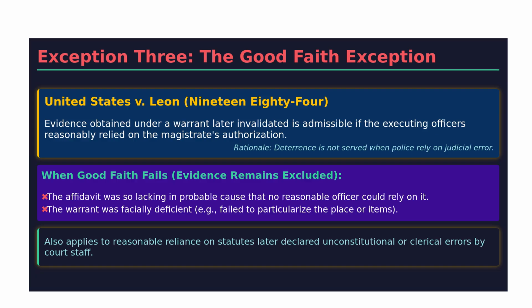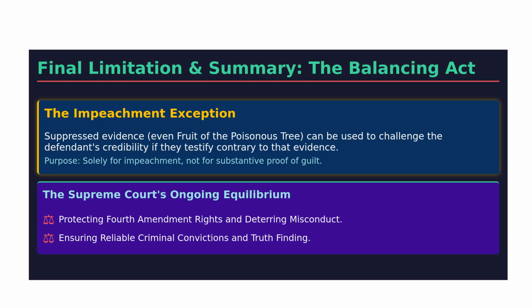Therefore, if the officer had an objectively reasonable belief that the warrant was valid when they executed it, the evidence stands. There are limited circumstances where this exception does not apply, such as when the affidavit supporting the warrant was so lacking in probable cause that no reasonable officer could have believed it valid, or if the warrant was facially deficient. Furthermore, good faith can extend to reasonable reliance on statutes later declared unconstitutional, or reliance on clerical errors made by court employees. We conclude our discussion of exceptions with a vital limitation on the scope of exclusion, the impeachment exception.